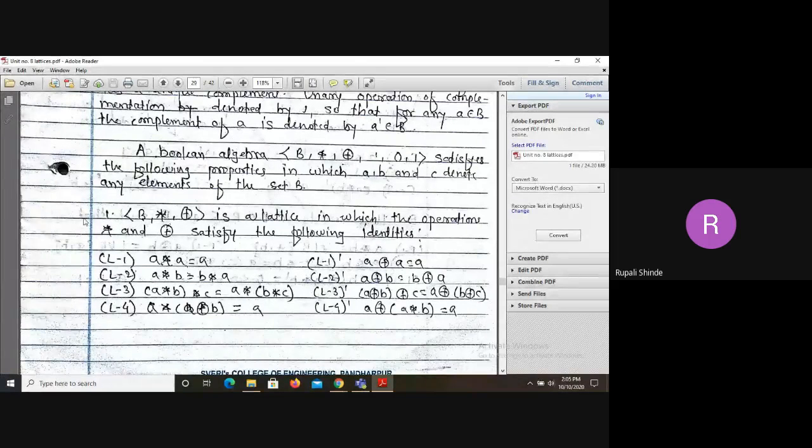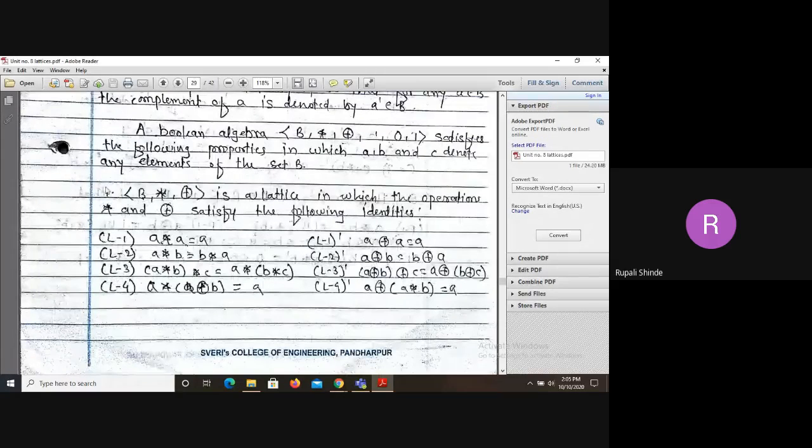Have you understood these 4 properties? Yes, ma'am. So this is just included as one part of the properties of Boolean algebra. So this is the first part.